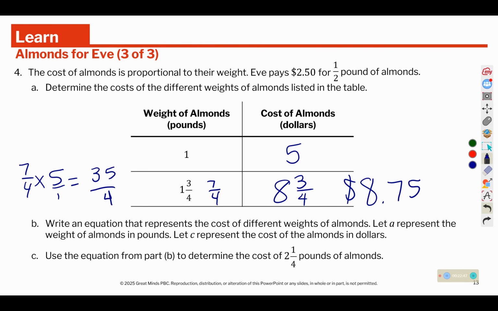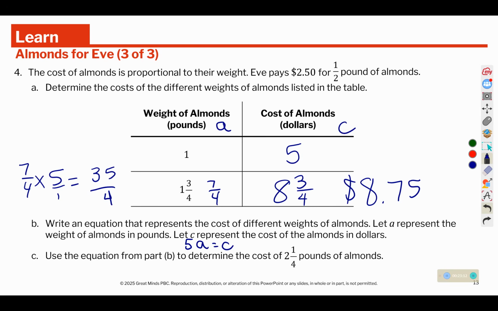so we could write that as $8.75. B says to write an equation that represents the cost of different weights of almonds. Let A represent the weight and C represent the cost. If we start with the weight, A, we had to multiply by 5 to get the cost.